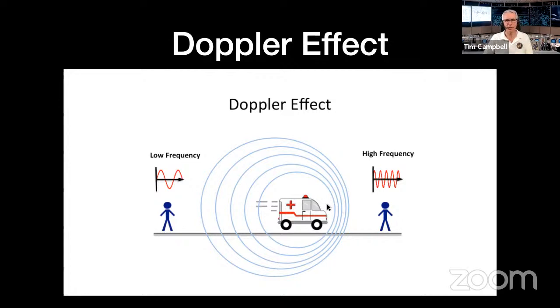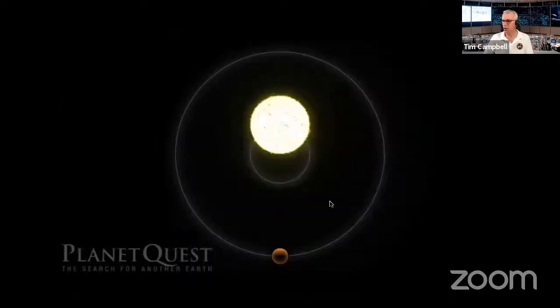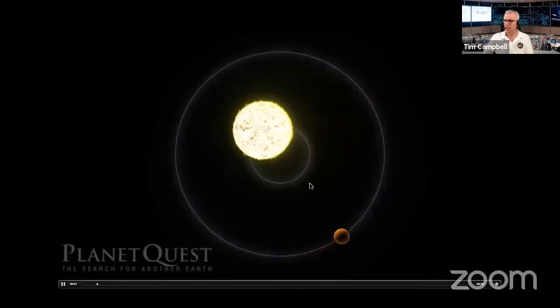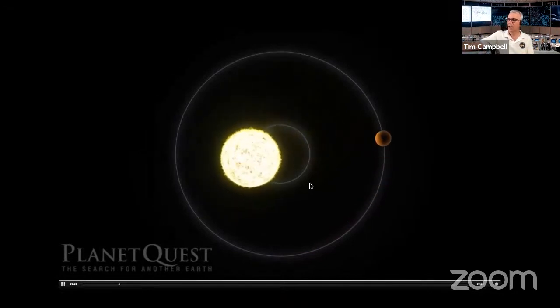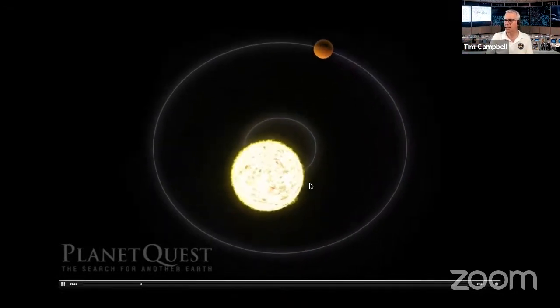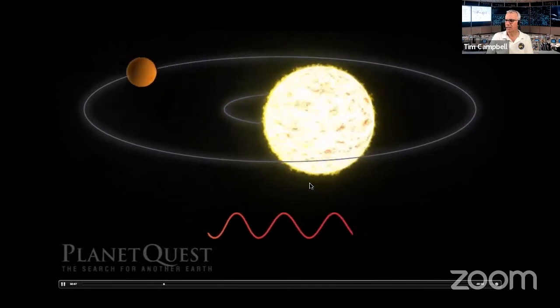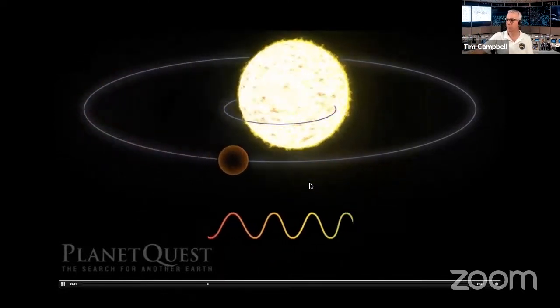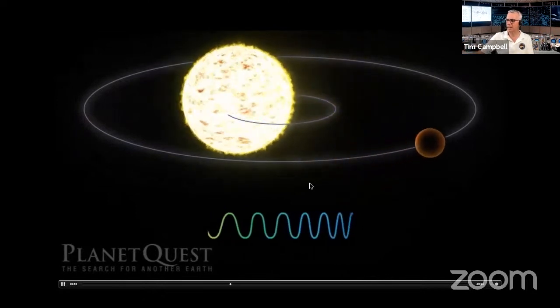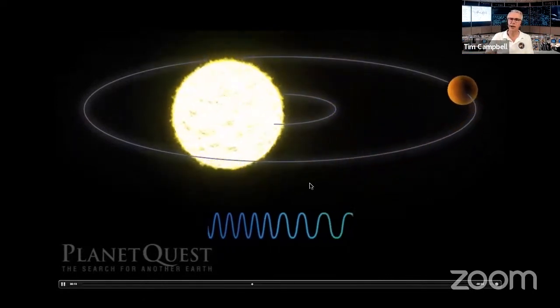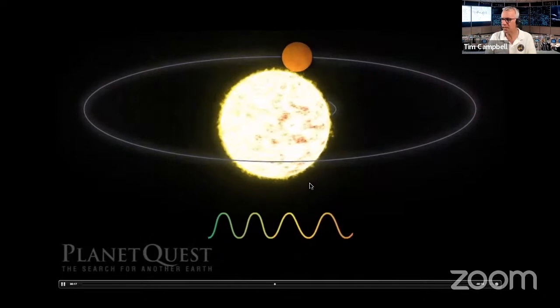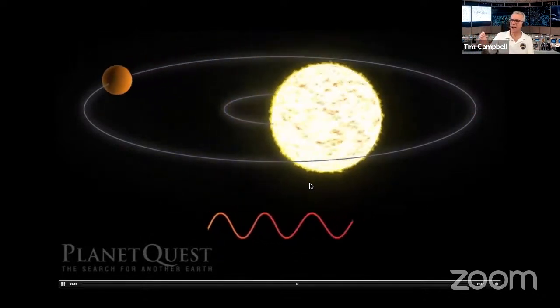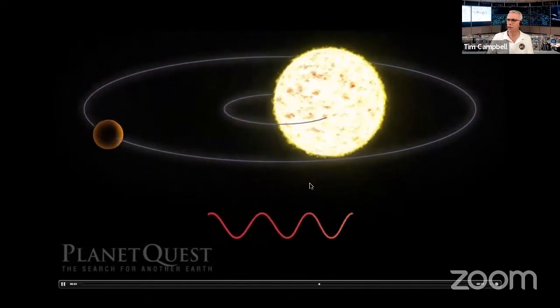The same thing happens with light. So when things are coming toward you, here's an example of a star, and I've got a massive planet orbiting the star. And so now the star is moving away from us, and the light waves are stretching. Now it's coming toward us, and the light waves are compressing. And so we're watching this star oscillate from high frequency to low frequency.